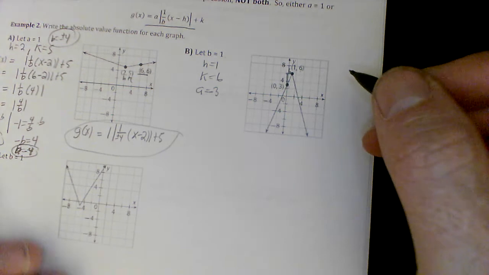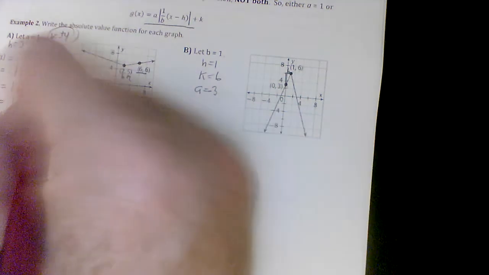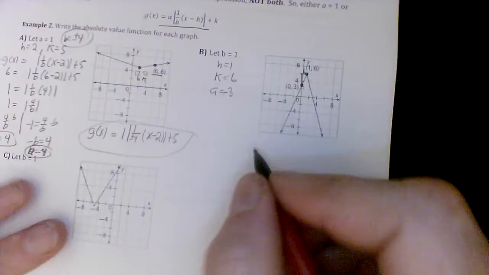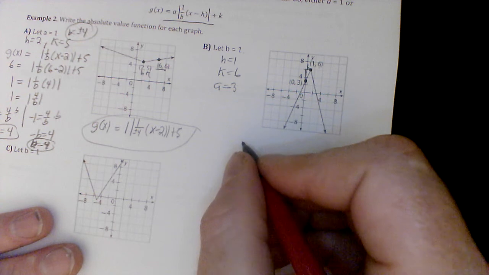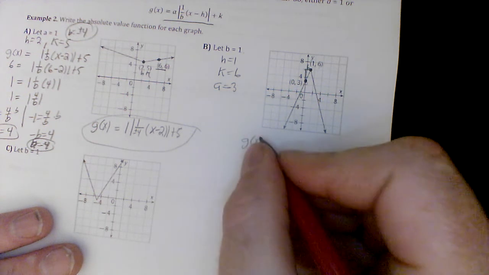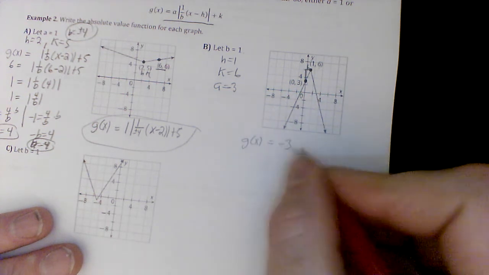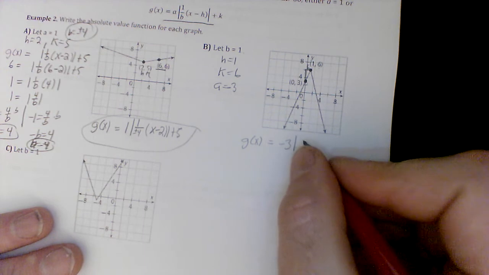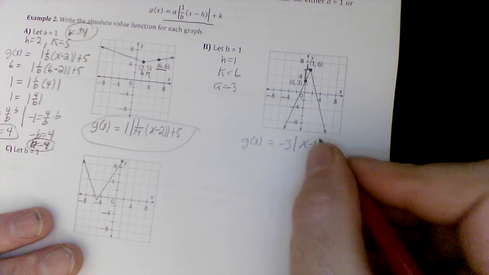If you're okay doing that, you can do it that way, but try to do this at least once or twice when you do your homework, and I'll talk about it in class too. So in this situation, I'd get g of x is equal to negative 3. I don't need to put my B, but I do need x minus 1, right, and plus 6.